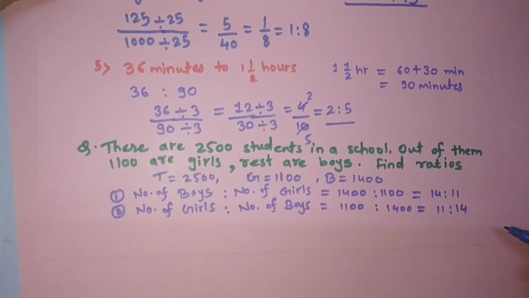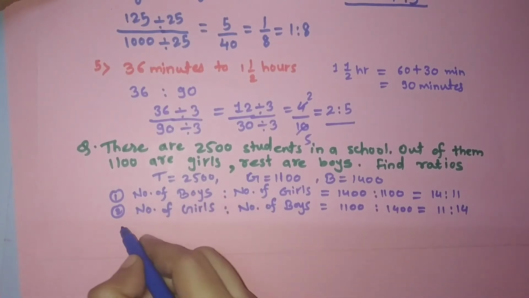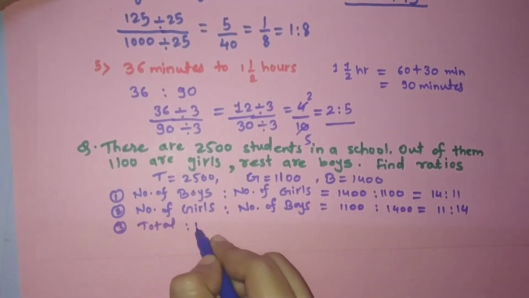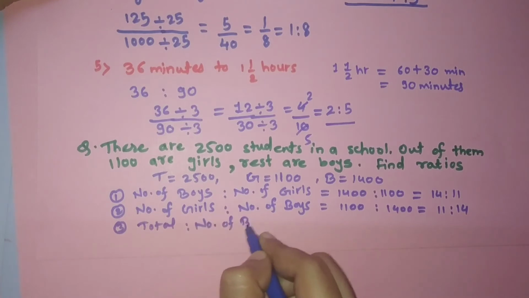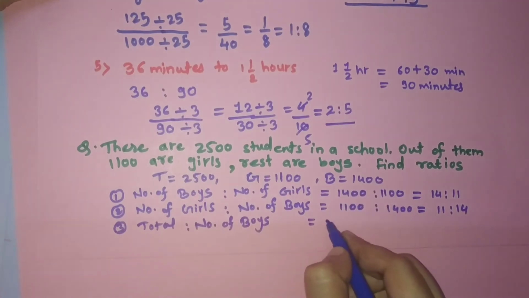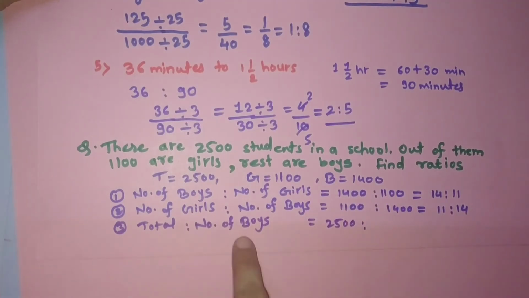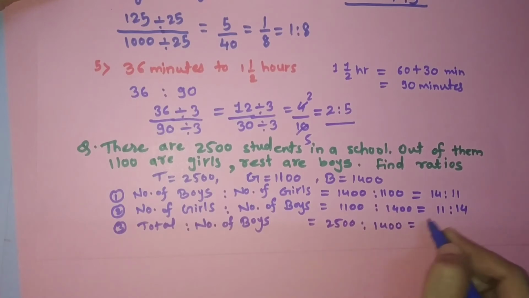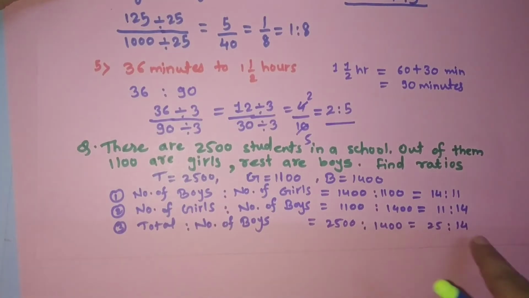Now we'll find out number of students, that is total, to number of boys. So here what is the total here? Total are 2,500. And the number of boys are what? 1,400. So in division these two zeros will cut, so that is 25 is to 14. So behind every 25 students there are 14 what? Boys.